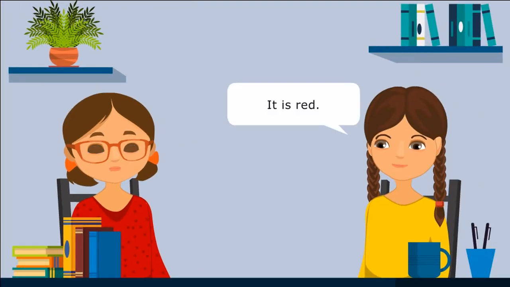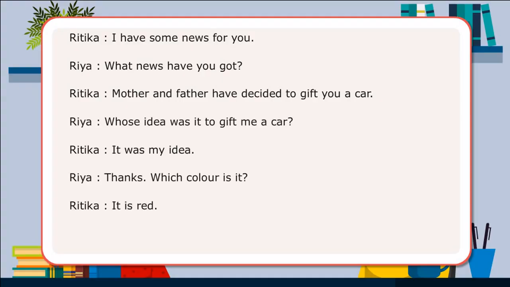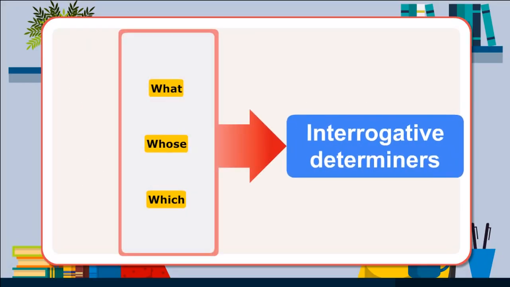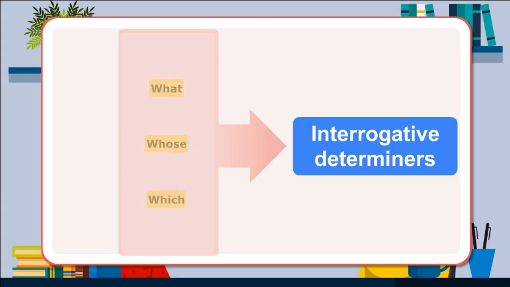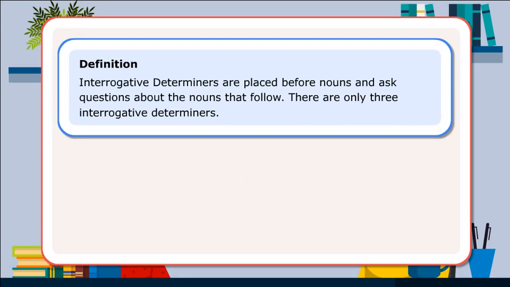It is red. In the dialogues, the girls have used words that ask questions about the nouns that follow. The words what, whose, which are examples of interrogative determiners. Definition. Interrogative determiners are placed before nouns and ask questions about the nouns that follow. There are only 3 interrogative determiners.